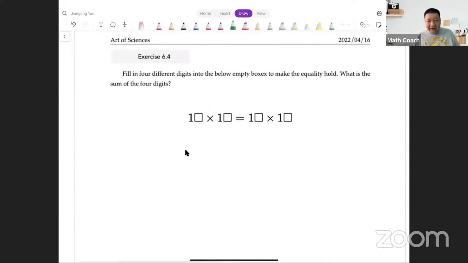Fill in 4 different digits into the below empty boxes to make the equality hold. And what is the sum of the 4 digits? 89, go ahead. 89, please type the answer. Okay, so 15 is the correct answer. And so in this round, 77 to 89, and so far is 1, 2, 3. So we know that 89 advances.